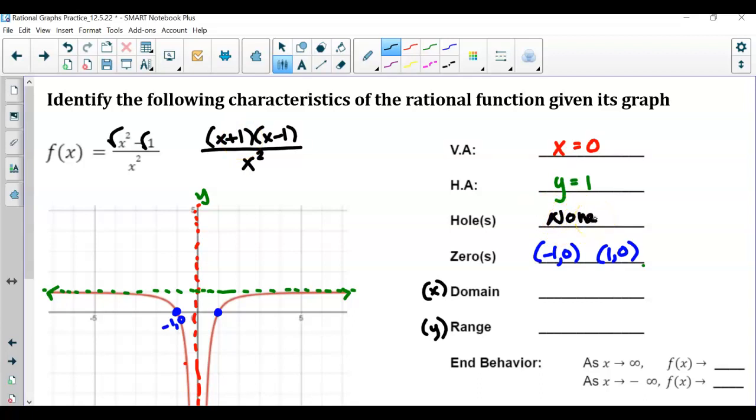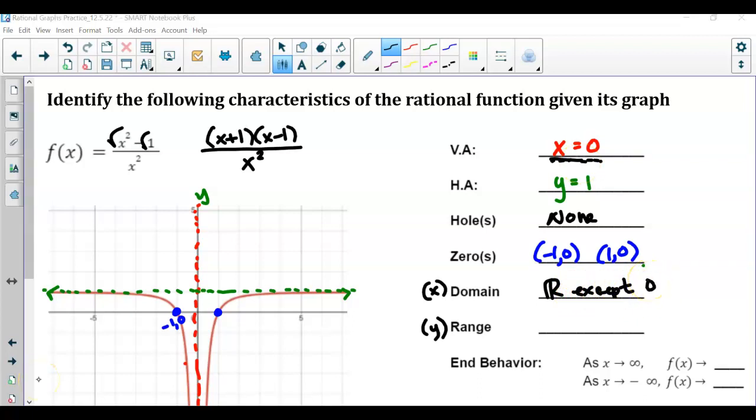So now let's go back to the domain and the range. The domain is not necessarily all reals. We do have an exception because remember, this graph is approaching, but never reaching this x value here of 0. So this is the only x value where the graph doesn't exist. So the domain is all reals except 0.